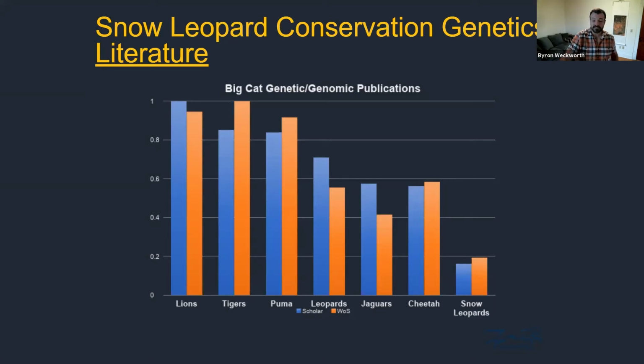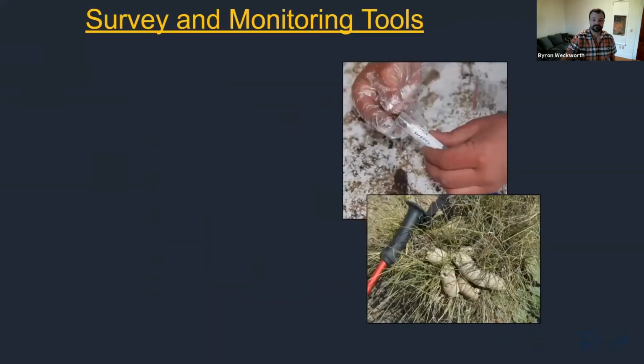So what this means is there's huge opportunity. Anything you do with snow leopards using genetic methods is going to be important, is going to add significantly to our knowledge base, because our knowledge base is quite small as compared to, in this case, all the other big cats.